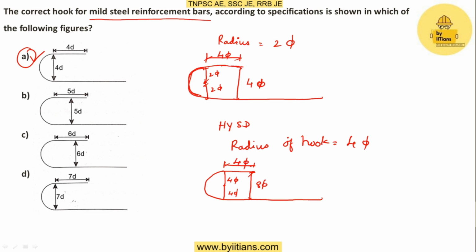Okay, so now compare these options also. Everywhere it should be 4 phi, so all these options are wrong. By the method of elimination, you can eliminate all these 3 options.